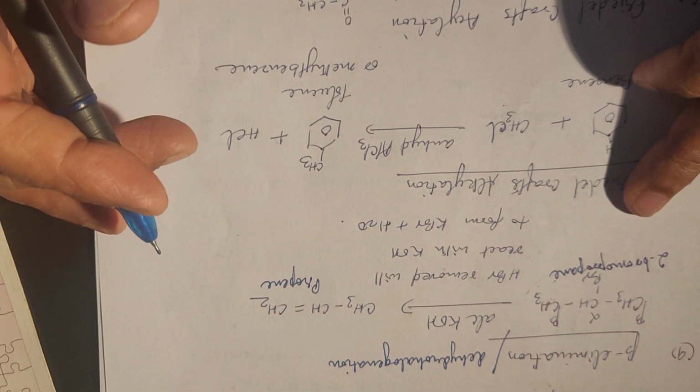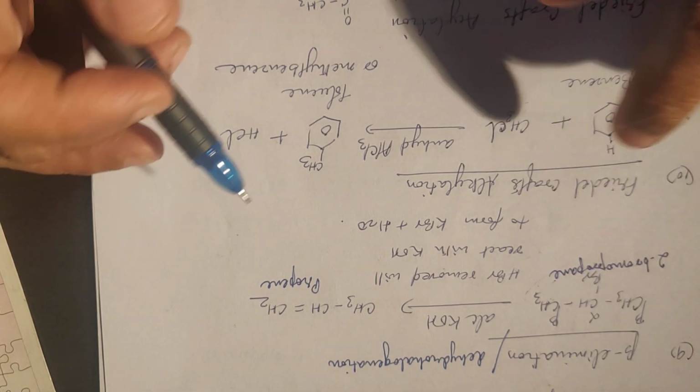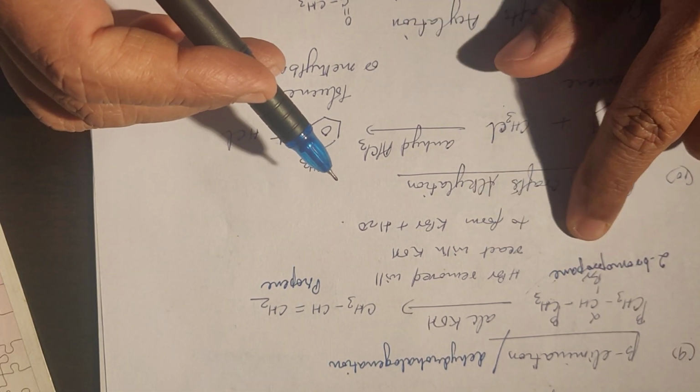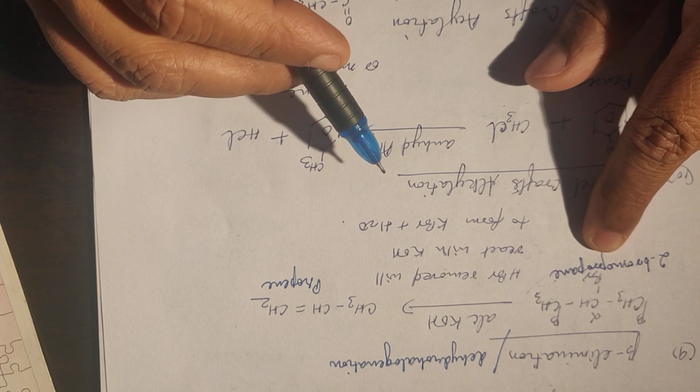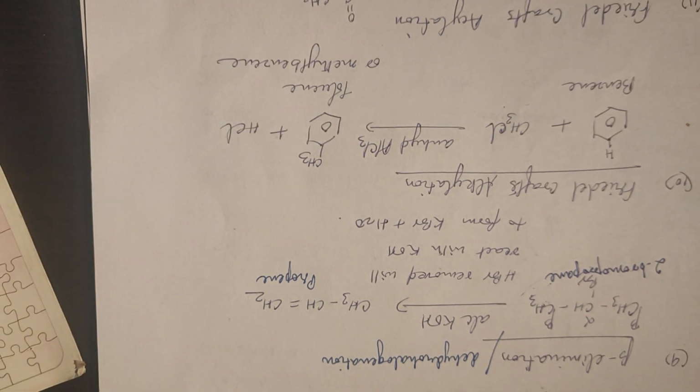So this is beta elimination. Why is it called beta elimination? Because hydrogen from the beta carbon is removed along with the halogen. That is why it is called beta elimination.